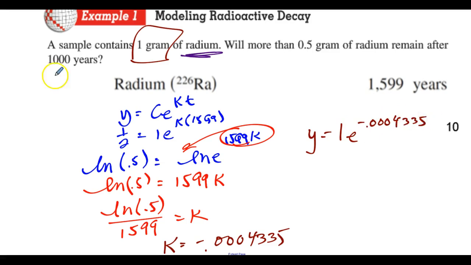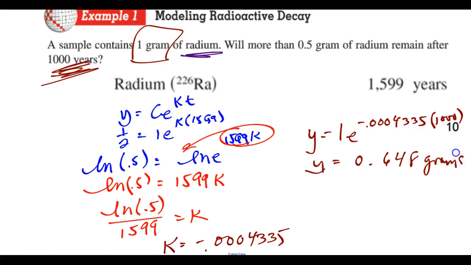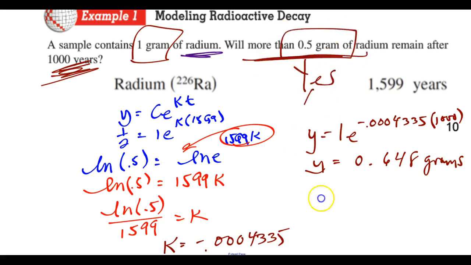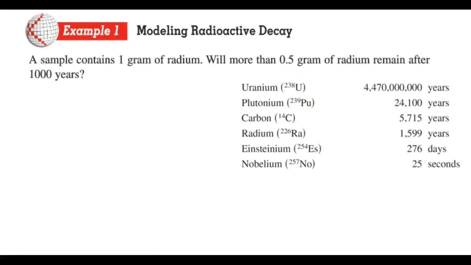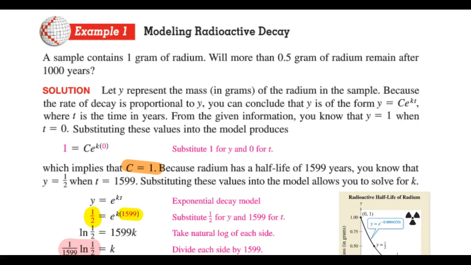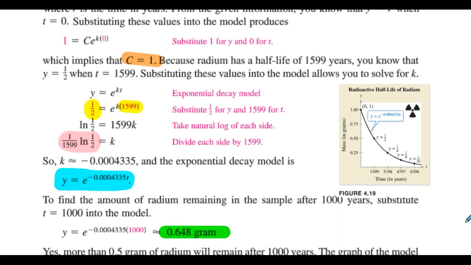So the formula says y is equal to, if I have 1 gram, 1 e^(-0.00043335) for 1,000 years. I'll plug in 1,000, and I'll get y to be close to 0.648 grams. So to answer the question, will there be more than a half? Yes, barely, 0.64 grams. So here's how the author worked it out. I think something similar, and they get the same answer.